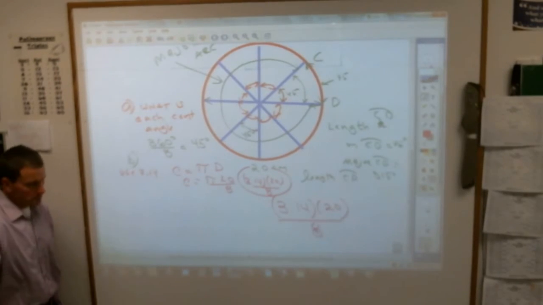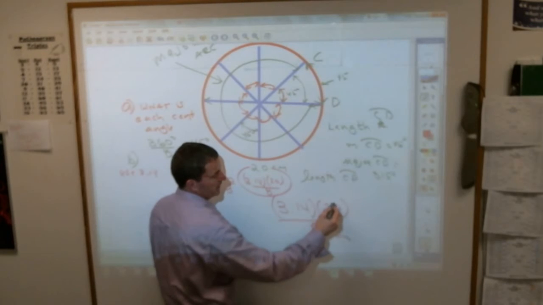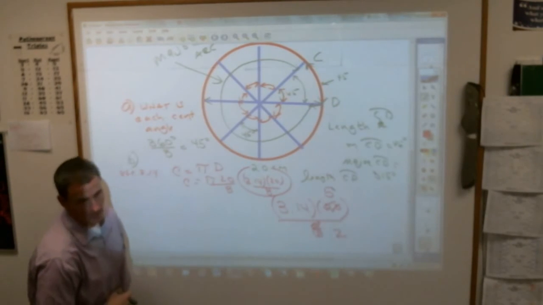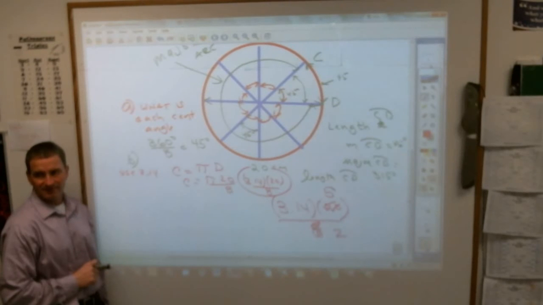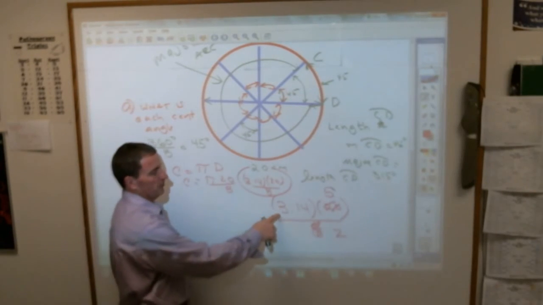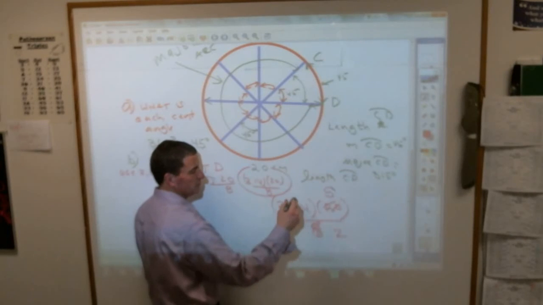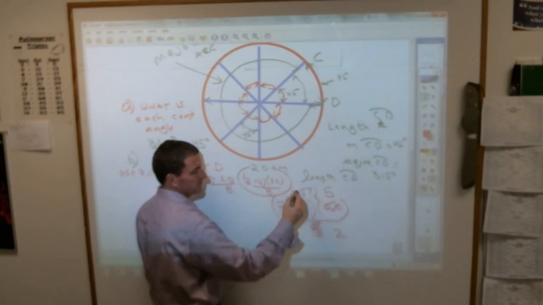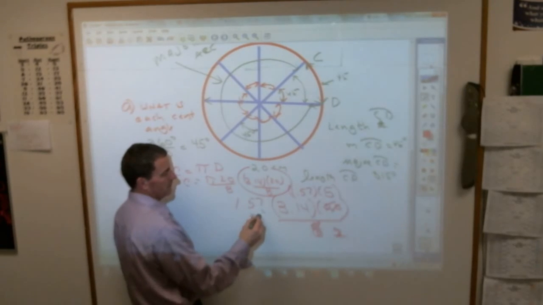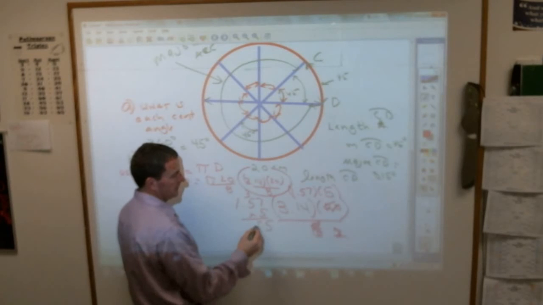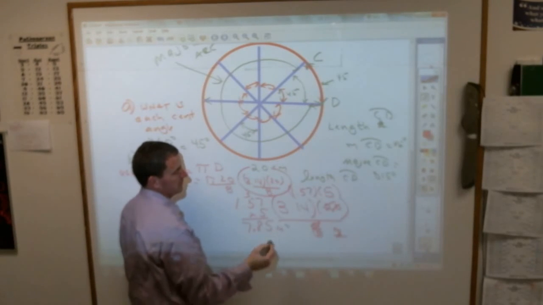Fastest way is, Brooke? Okay, reduce 20 and 8, divide them both by 4, you end up with 2 and 5. Could you do anything else to speed up your life? Yeah, since 3.14 is an even number, you could cut that in half. What's half of 3.14? Ooh, who said that? Andrew W. Yeah. Cut that in half and then you get rid of the 2. So the answer is going to be what you get when you have 1.57 times 5, which is 7.85. That is the measure of arc CD.